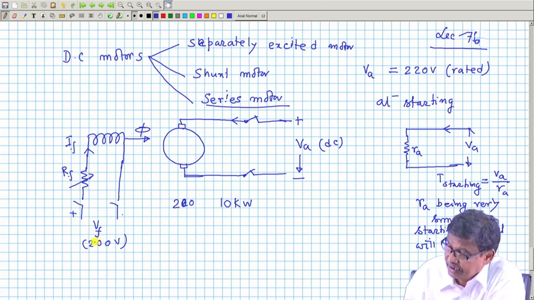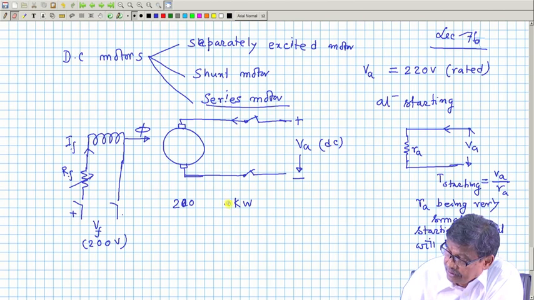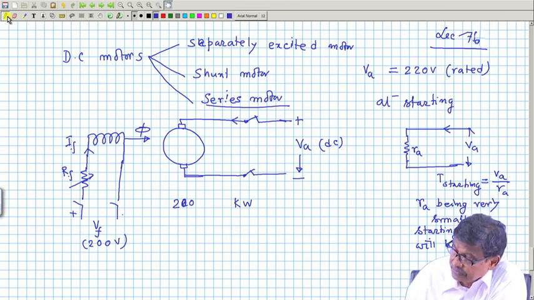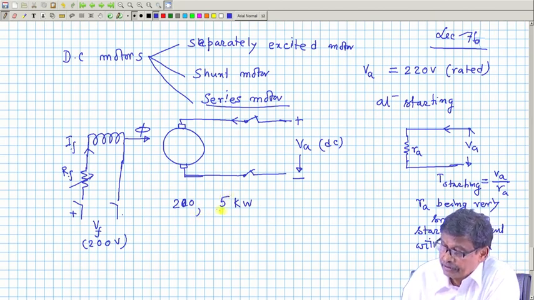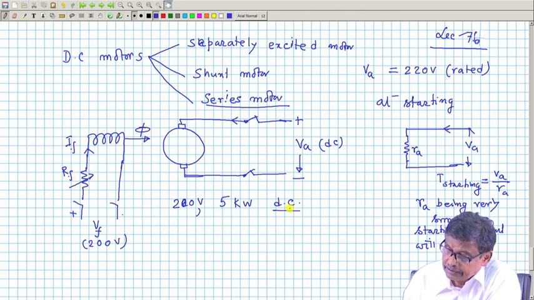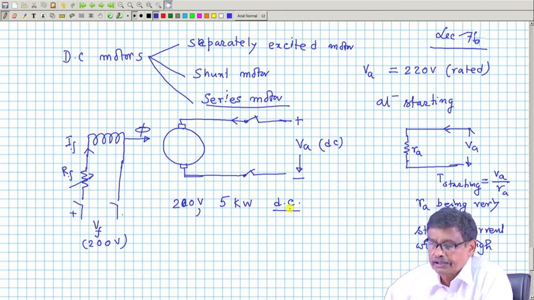Suppose there is a 5 kilowatt, 200 volt DC machine. What does this mean? It means that the rated voltage you can apply to the armature is 200 volt, and the rated voltage you can apply to the field is 200 volt. And when the machine is fully loaded, it will give you an output of 5 kilowatt. That is the whole idea.